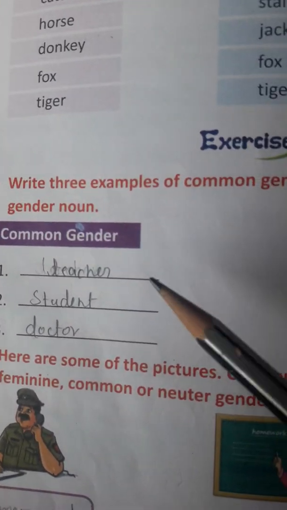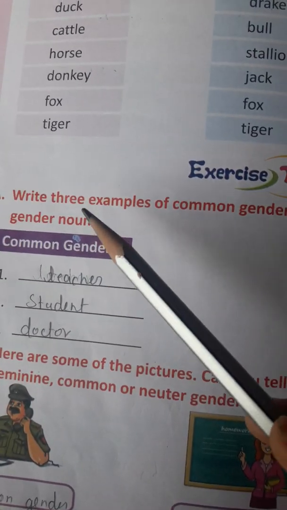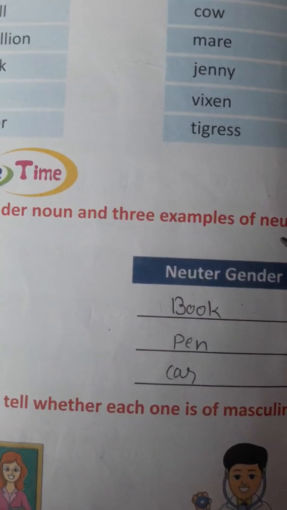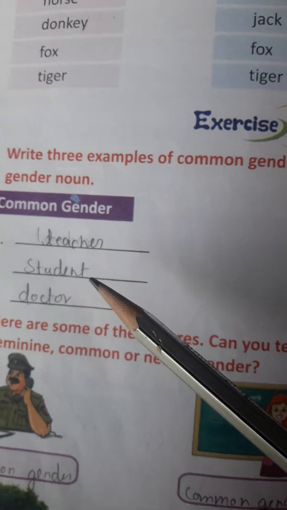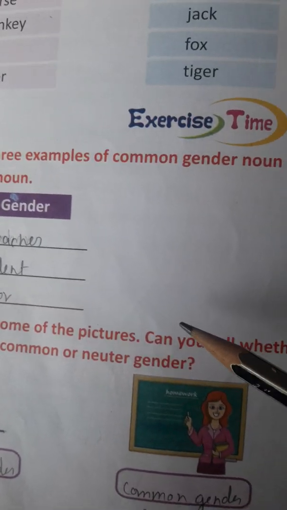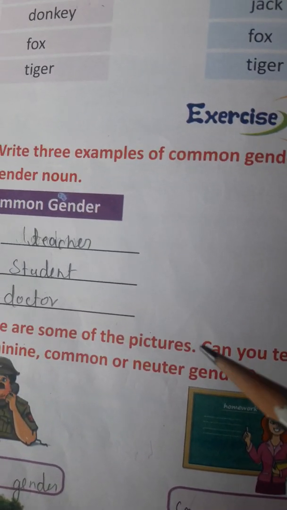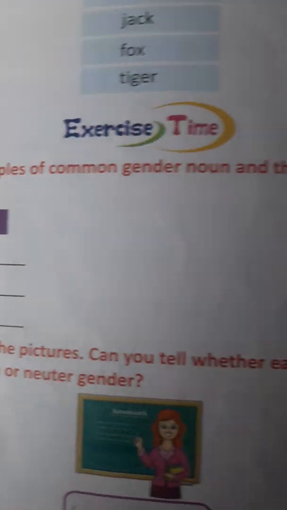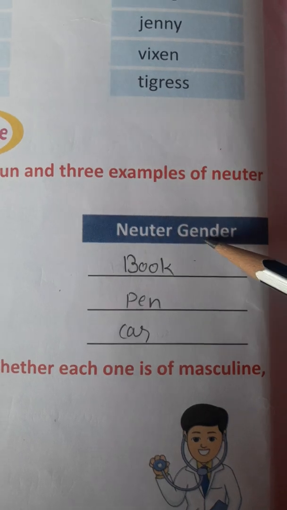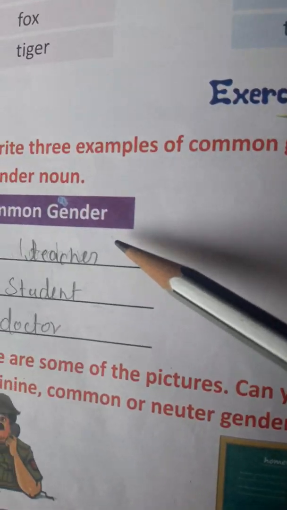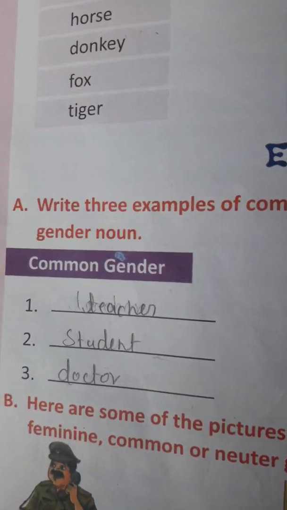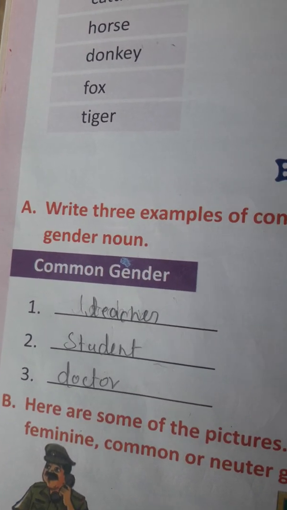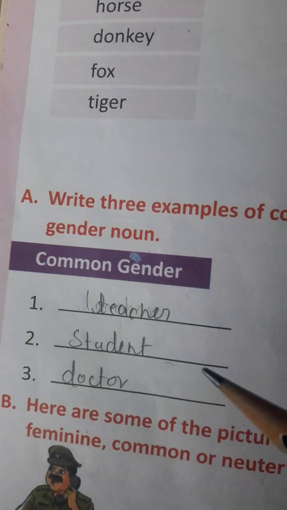So in the first exercise, you have to write three examples of the common gender noun and three examples of the neuter gender. You can see here in your book, on page number 24 in the grammar textbook, two columns are given. The first column is provided for your common gender, and the second column is provided for your neuter gender. Common gender, I told you, is a noun that can be both male and female.